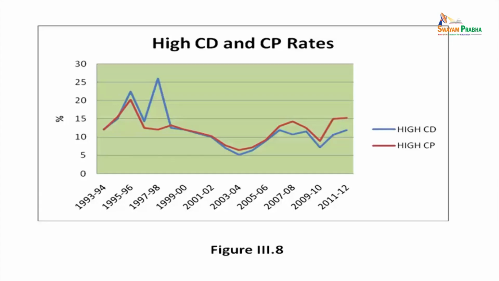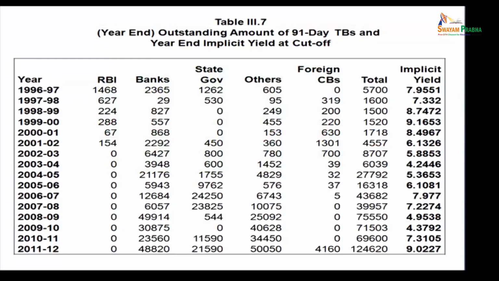Now, here you can see the last few years, the high CP has remained above CD. It is not the low values so much, the low values are really very close to each other, but the high values are slightly different. Okay. Next, the blue line is the CD line, the red line is the CP line. Is that clear? Okay.